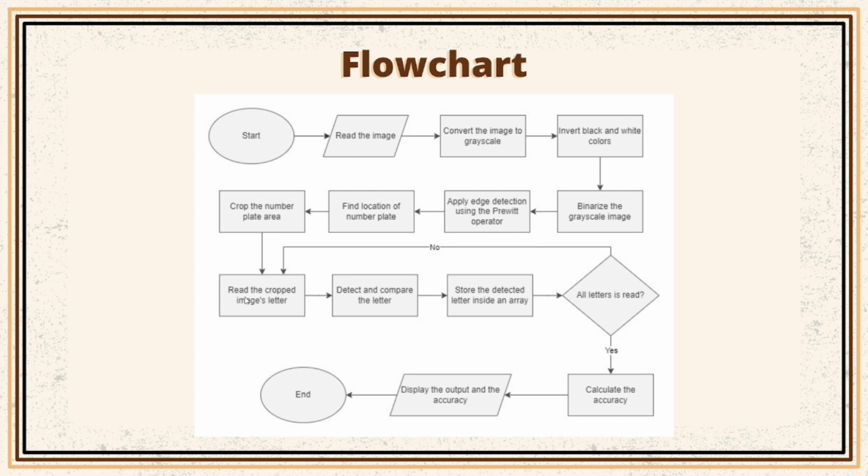After we crop the number plate, we can read the cropped image letter. Then we can detect and compare the letter. After that, we store the detected letter inside an array. Then if all arrays are read, we continue to calculate the accuracy. If not, we repeat this step, read the cropped image letter. After we calculate the accuracy, we display the output and the accuracy, then end our project.